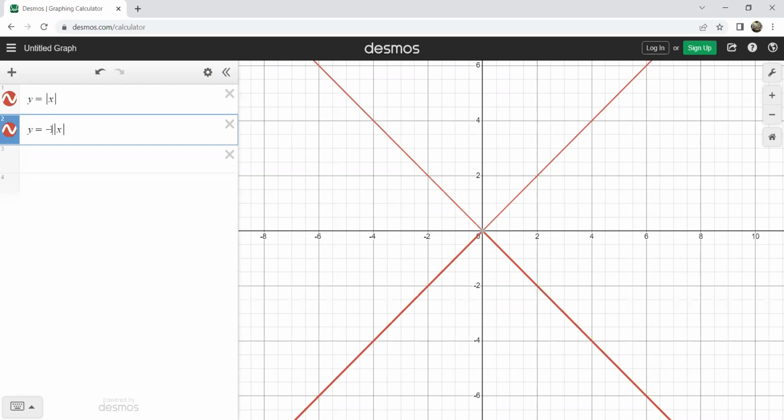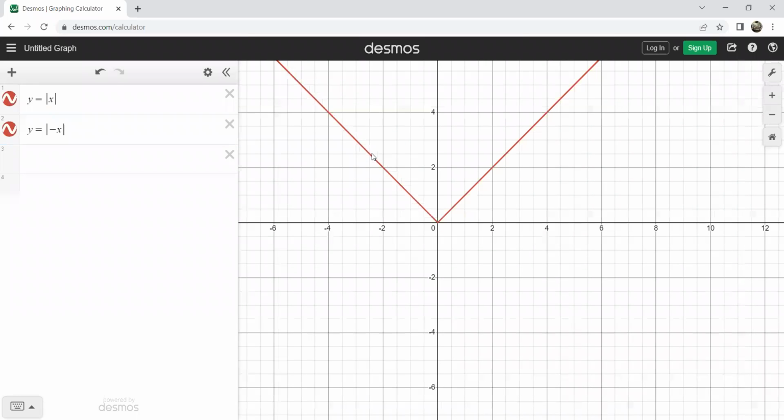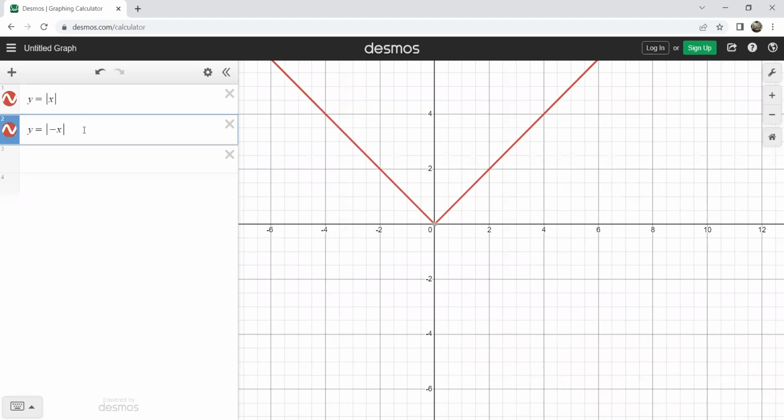Now I expect you to ask, what if I multiply my x by a negative sign? There is no change in my absolute value function. Why is that? Because the absolute value of x is equal to the absolute value of minus x. So you have the same graph with the same definition, and it's already symmetric with respect to the y-axis.